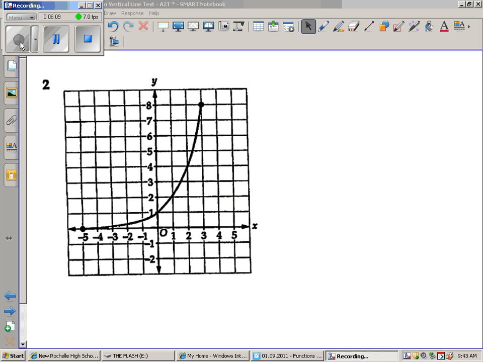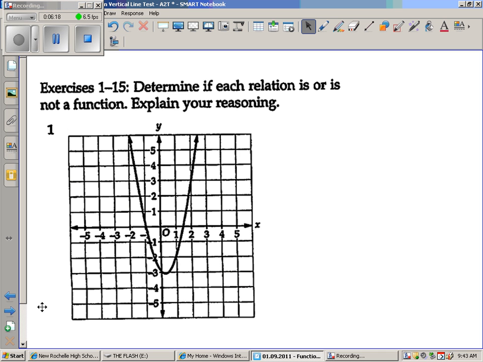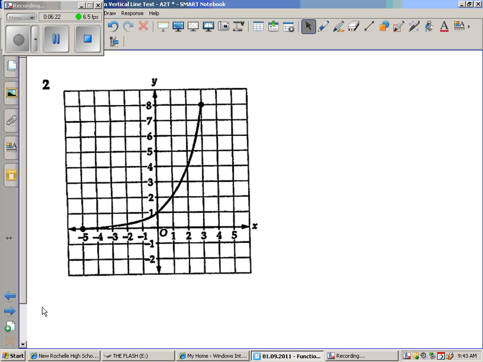Okay. So all we're gonna do now is practice some of these ideas. Taking a look at graphs, we're going to determine if each relation is or is not a function. Explain your reasoning. Is this a function? Yes or no? Why?